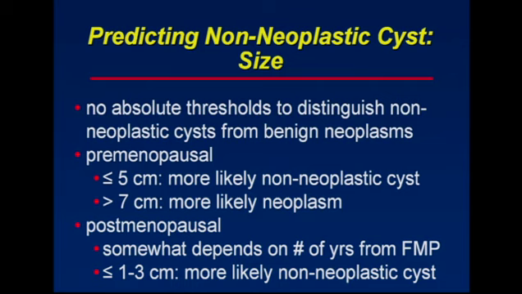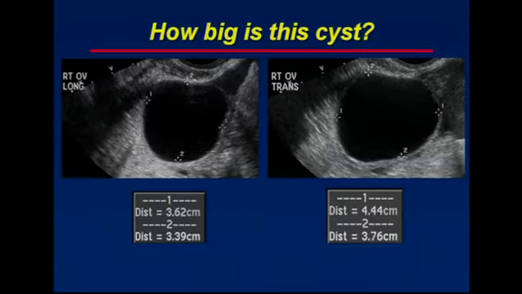In patients who are still before menopause, if a simple cyst is less than or equal to 5 centimeters, it's very likely to be a non-neoplastic cyst. On the other hand, if it's over 7 centimeters, that's not very likely to be a non-neoplastic cyst, and therefore it's more likely to be a neoplasm. In postmenopausal patients, it somewhat depends on how many years they are away from their final menstrual period. But one can confidently state that if a cyst is less than or equal to 1 to 3 centimeters in size, it's more likely to be a non-neoplastic cyst. This is a simple cyst, of course.